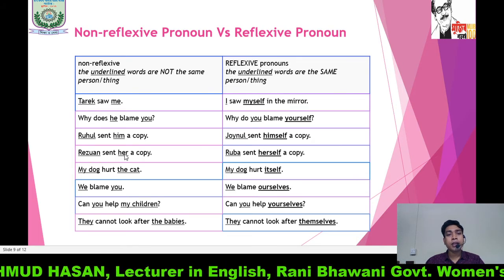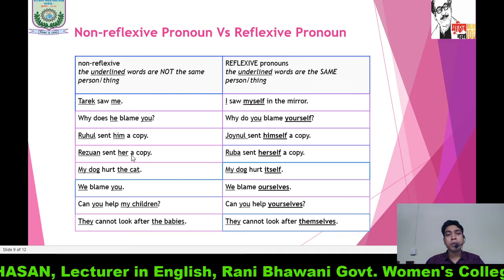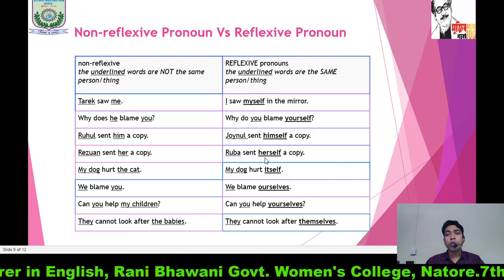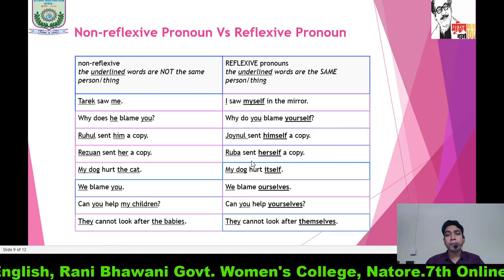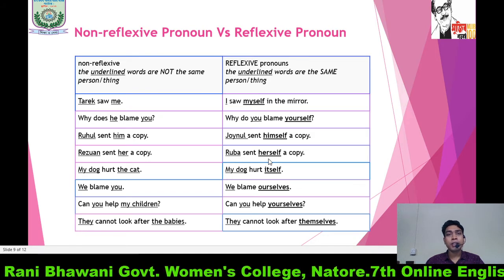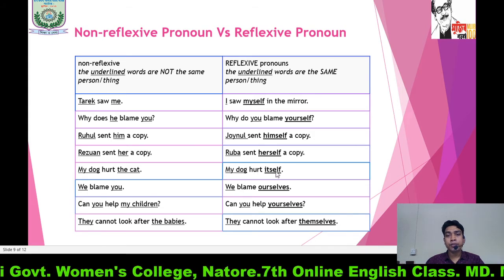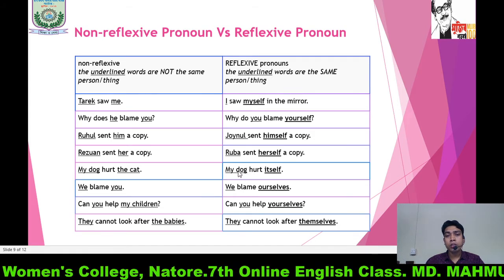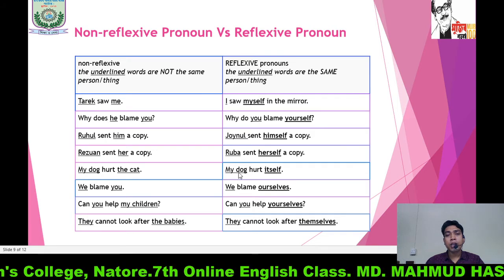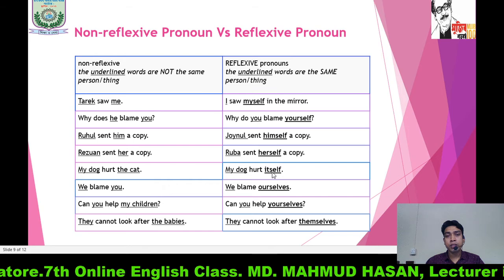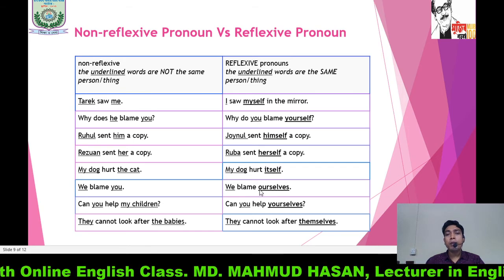Rezwan sent her a copy. This is an example of the application of a non-reflexive pronoun. Ruba sent herself a copy. Ruba and herself are the same person. My dog hurt itself. My dog and itself are the reflection of each other. Neuter gender.